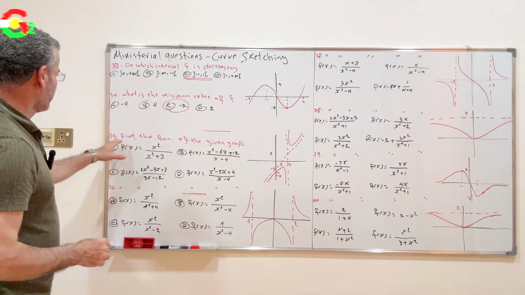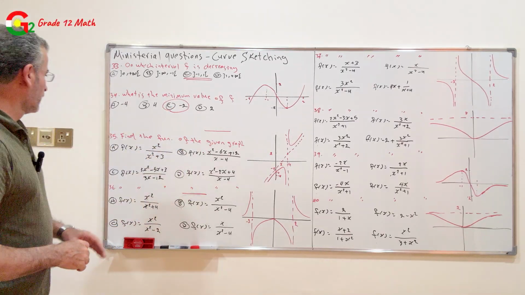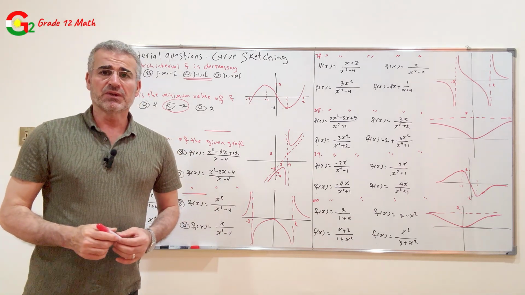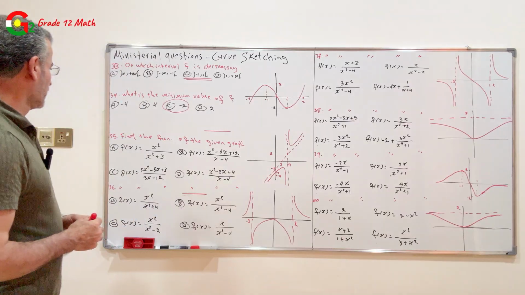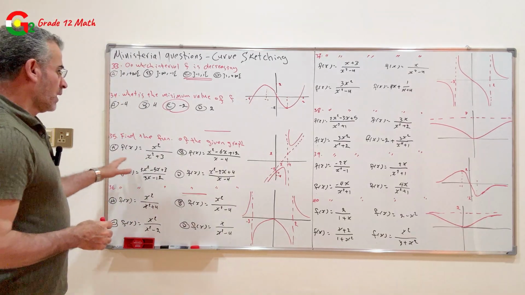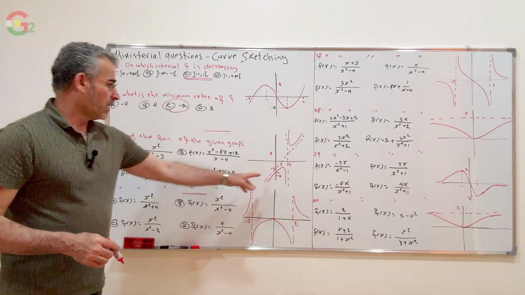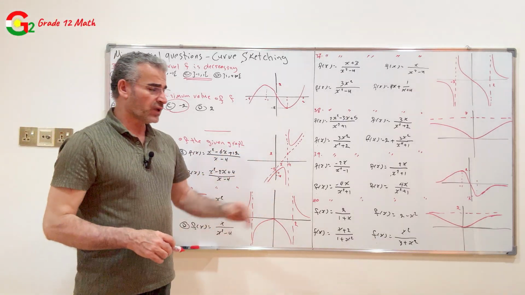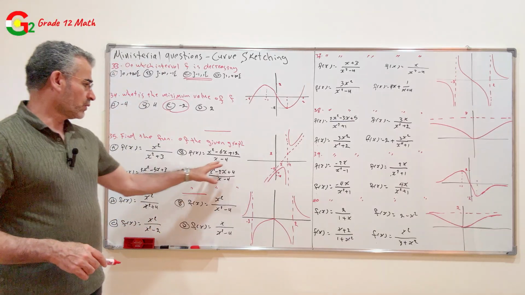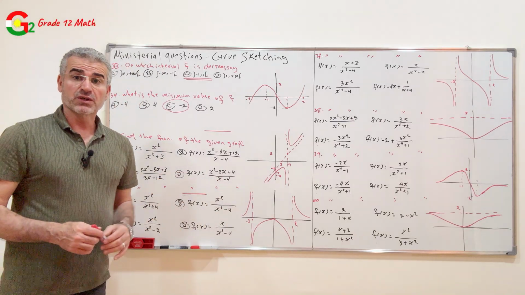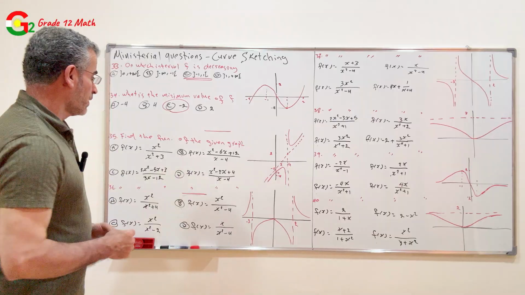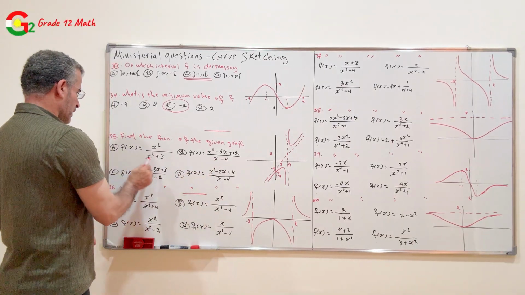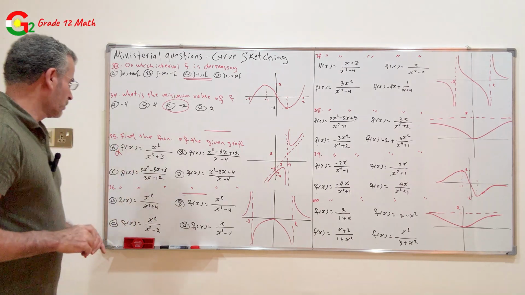Question number 35. Find the function of the given graph using intercept, symmetry, first and second derivative tests. As you see, the graph has a vertical asymptote at x equal 4. Therefore, we want the function with x minus 4 in the denominator, like B, C, and D. Therefore, choice A is wrong.